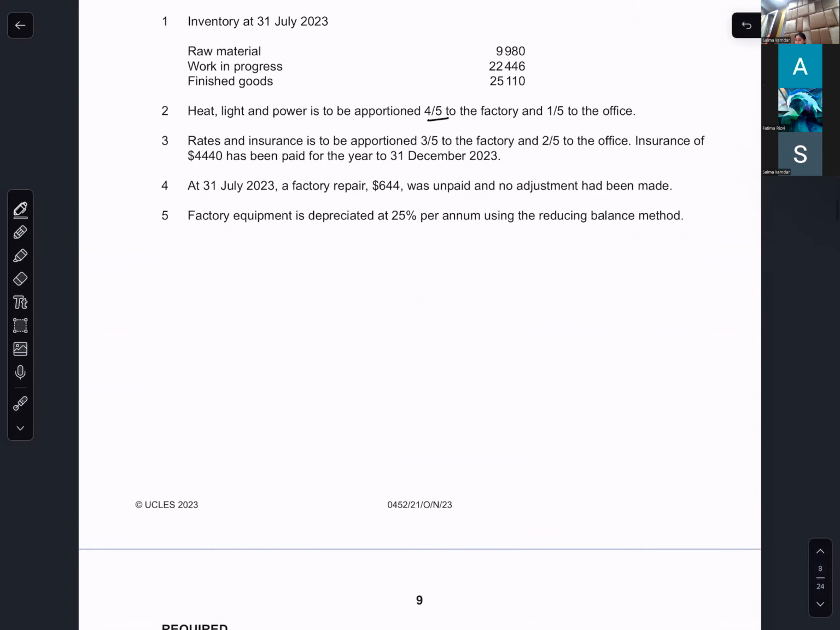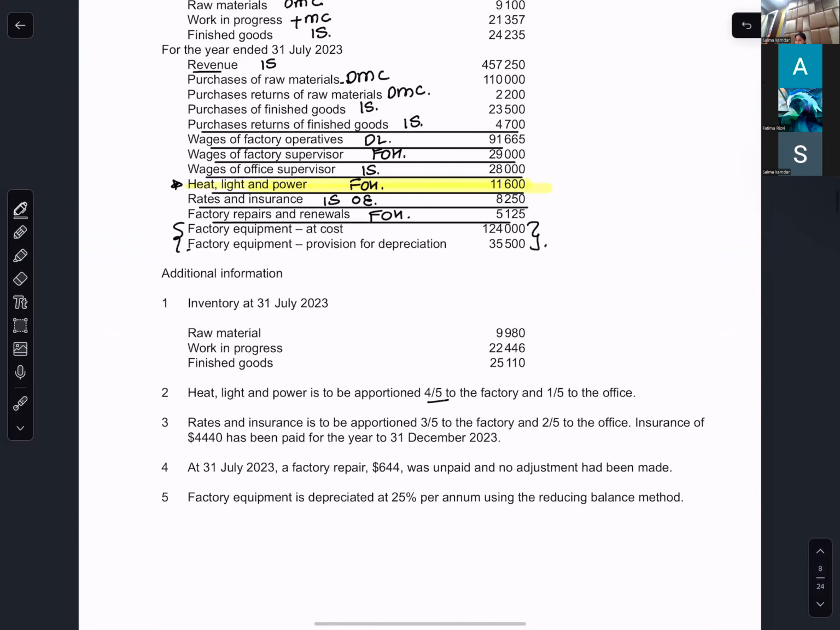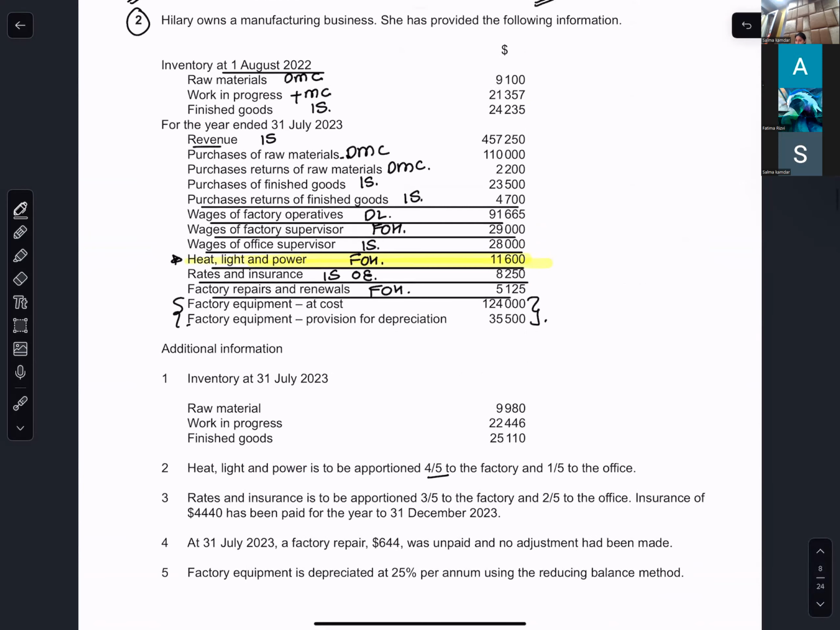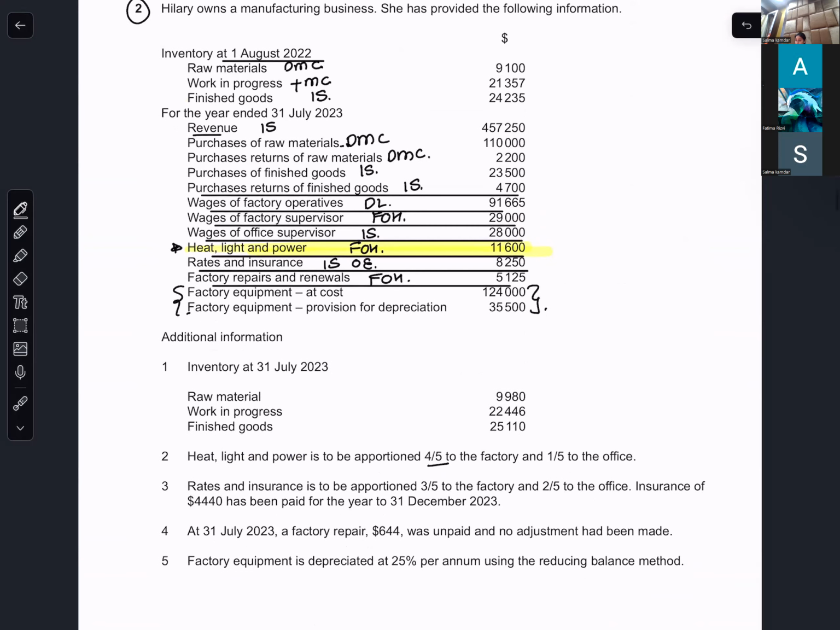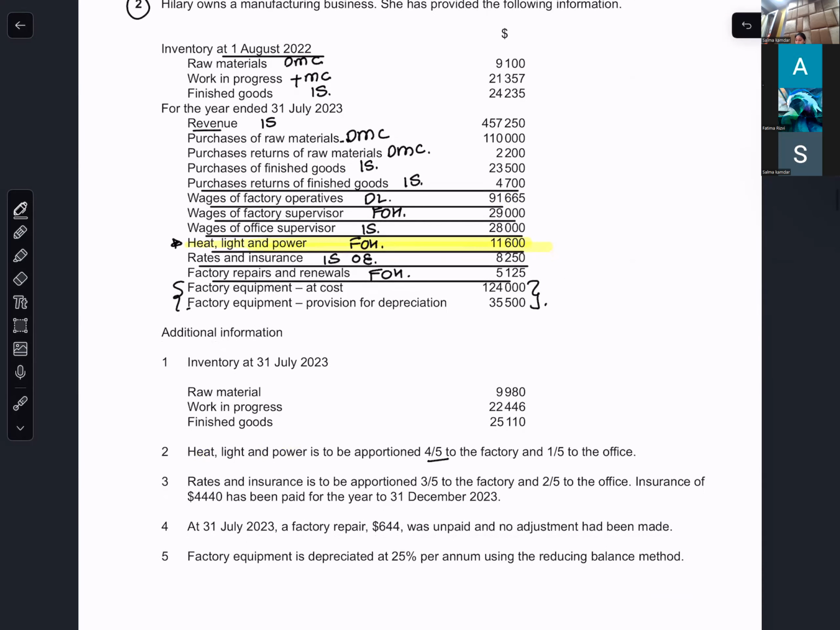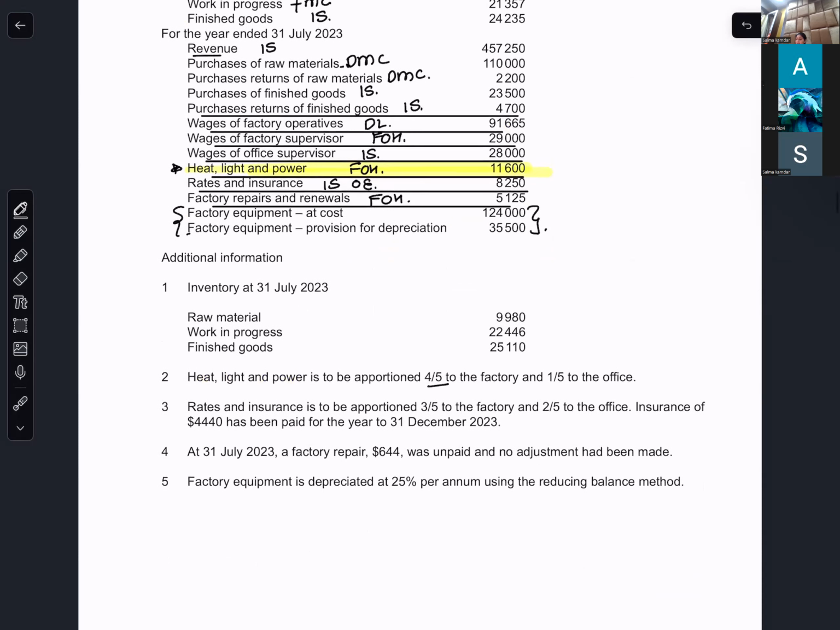Miss, I have a doubt. It's written purchases of raw materials and then inventory of raw materials and then purchases of raw materials. Yeah, wait. Let's read the additional information. Come on, Fatima, read this.